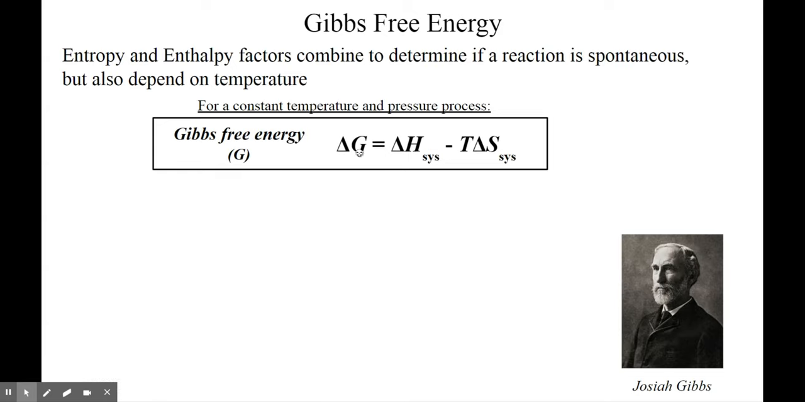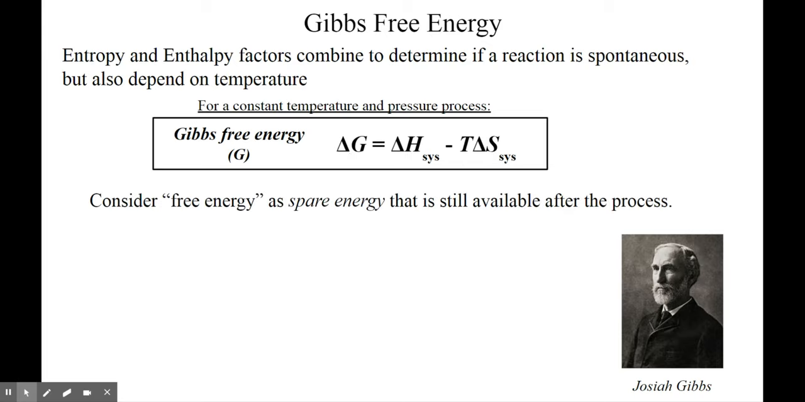And so delta G is equal to delta H, the enthalpy of our system, minus the temperature and the changing entropy of our systems, which again, earlier we said this value right here is actually equal to the enthalpy of the surroundings. And so overall, we're looking at how these two combine to give us this value. So the way it works is if this value ends up being negative, you consider that spare free energy, that there's some energy left over after a reaction or some process has occurred.